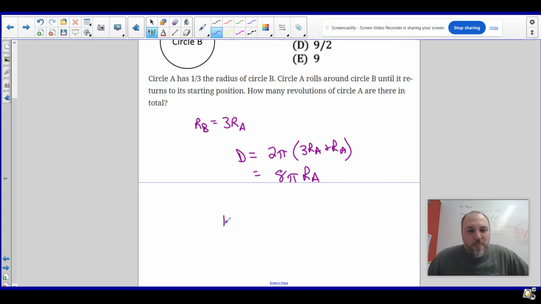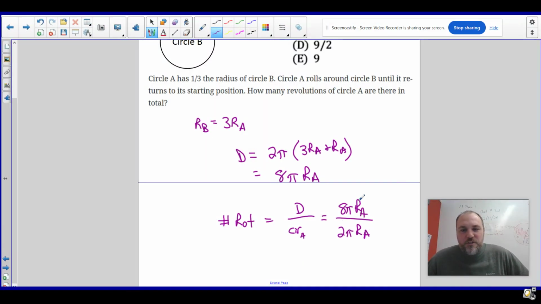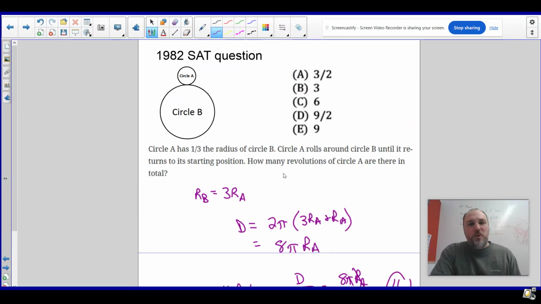And to get the number of rotations, we would take the total distance traveled and divide by the circumference of circle A, right? Because every time it rotates, the center of mass will have traveled one circumference. So I'm going to take that 8 pi RA and divide it by the circumference of circle A, which would just be 2 pi RA. It turns out here the RAs are going to cancel, the pi's are going to cancel, and it would rotate 4 times.